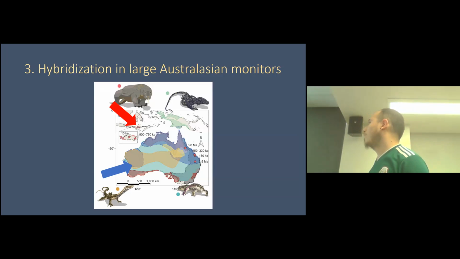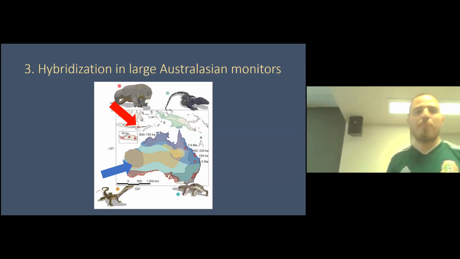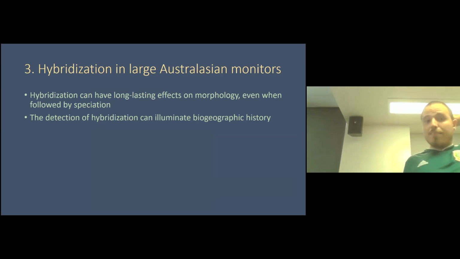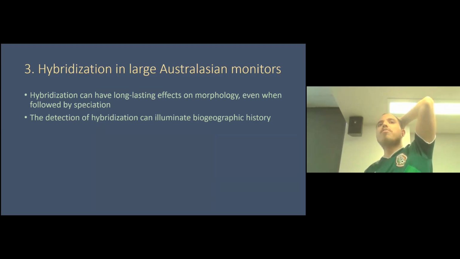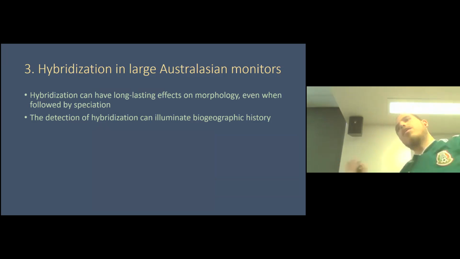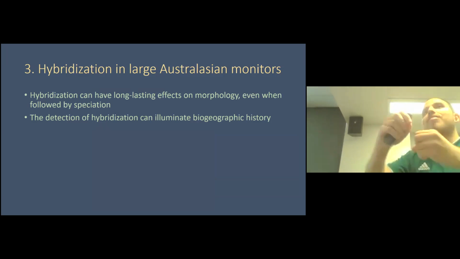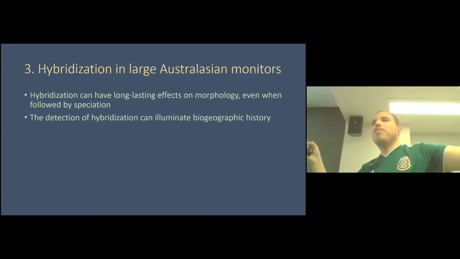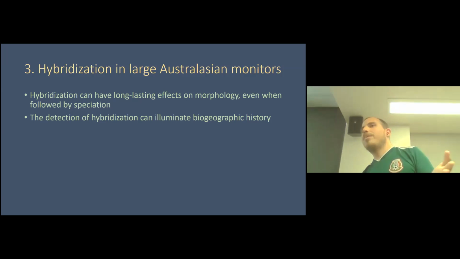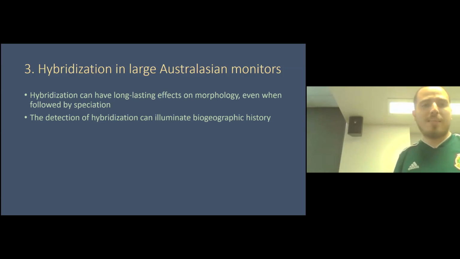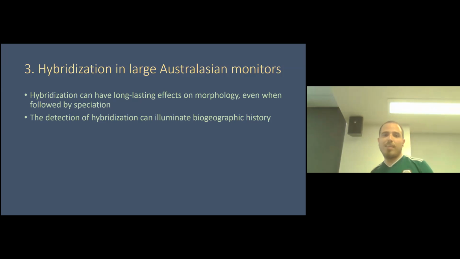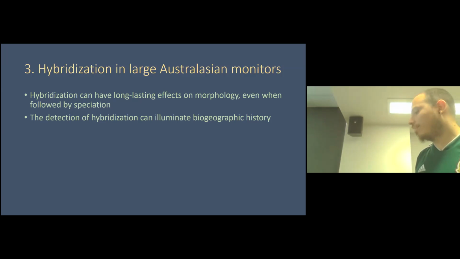And we propose that the Komodo dragon originated in Australia, then migrated into these islands in Indonesia, and then went extinct in Australia. So in summary, it seems like hybridization can have long-lasting effects in the phenotype, even when it's followed by speciation, like in the case of sun monitors. The Komodo dragon hybridized with their ancestor, and this ancestor then speciated into different species, but you can still tell that their morphology has signs of this hybridization event. And we also show that the detection of hybridization can illuminate biogeographic history.